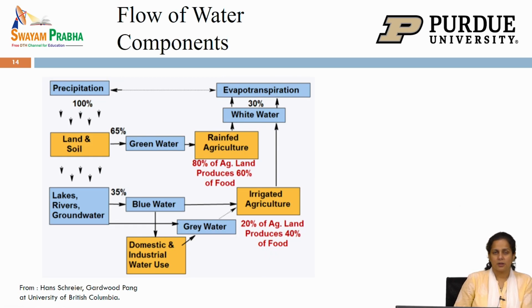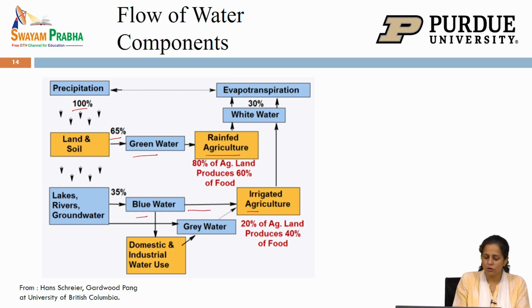So, flow of water components, if you look at the precipitation, if we have 100%, most of the water that we have available on the earth system for our consumption is available through precipitation. It goes into land and soil, about 65% of it gets intercepted and is available as the green water, and from that whatever we get into the biomass or the rain fed agriculture is what we get as the green water footprint.